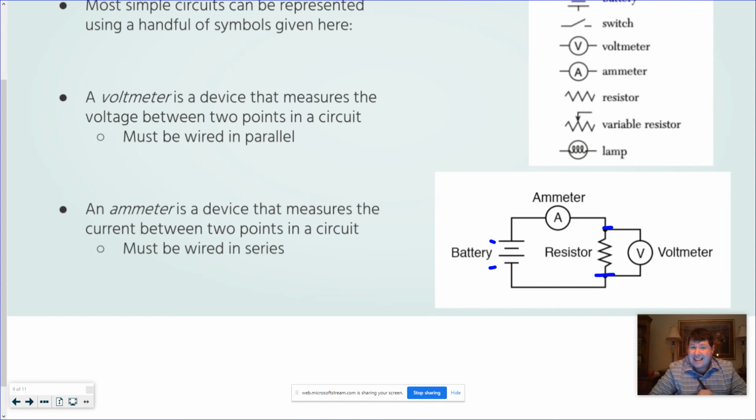An ammeter is actually placed inside the circuit and measures current. And since it needs the electrons to flow through it, you have to put it in series, which means you're putting it in line with all the other objects. So that was a bit about symbols.